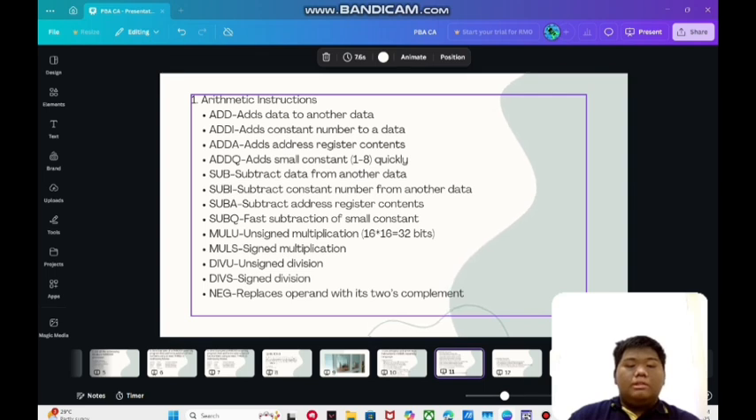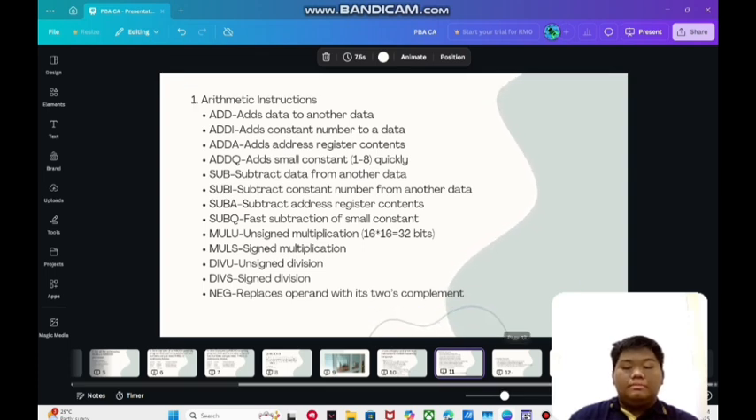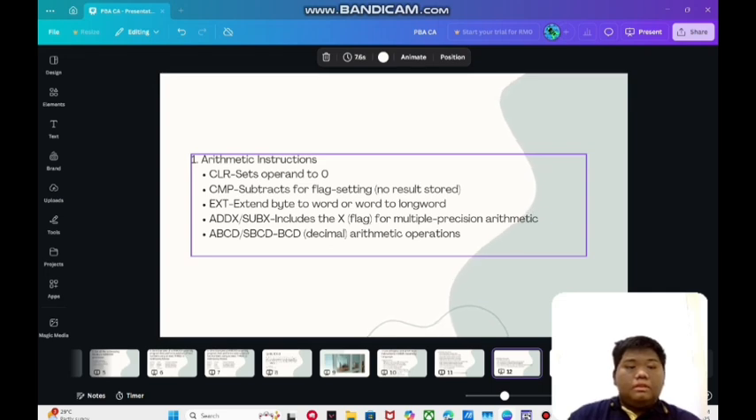MULS is signed multiplication. DIVU is unsigned division. DIVS is signed division. NEG is negate, which replaces the operand with its two's complement. CLR is set operand to 0. CLR is clear. CMP is to subtract for flag setting, no result is stored.